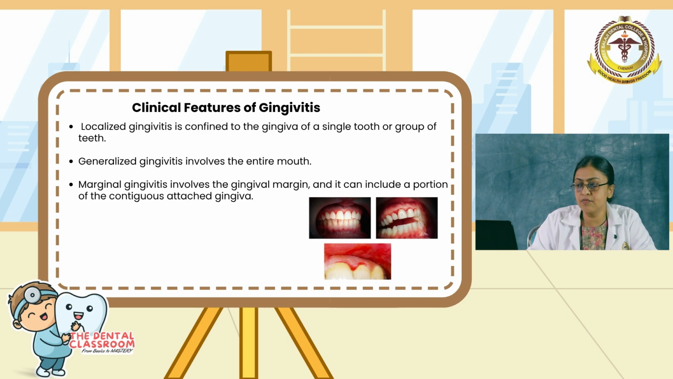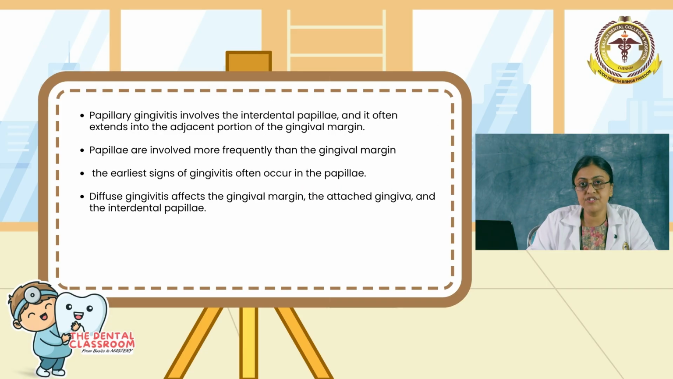Marginal gingivitis involves the gingival margin, and it can include a portion of the contiguous attached gingiva. Papillary gingivitis involves the interdental papilla and often extends into the adjacent portion of the gingival margin. Papillae are involved more frequently than the gingival margin. The earliest sign of gingivitis often occurs in the papillae. Diffuse gingivitis affects the gingival margin, the attached gingiva and the interdental papilla.